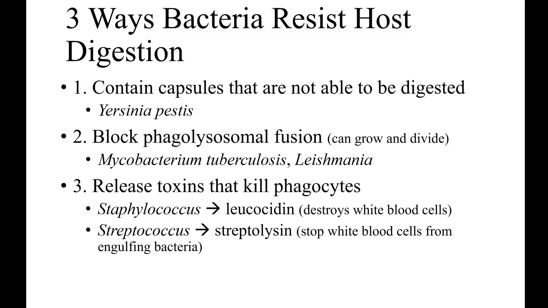Some bacteria can actually block that phagolysosomal fusion, so that vesicle fusing with the lysosome, where they can actually grow and divide in there. So something like Mycobacterium can do that. Some, as we talked about with virulence factors, can release toxins that kill phagocytes. So staph can release leukocidin that outright destroys white blood cells. Strep can release streptolysin that stops those white blood cells from engulfing the bacteria. So those bacteria can be pretty sneaky in evading our host defenses.